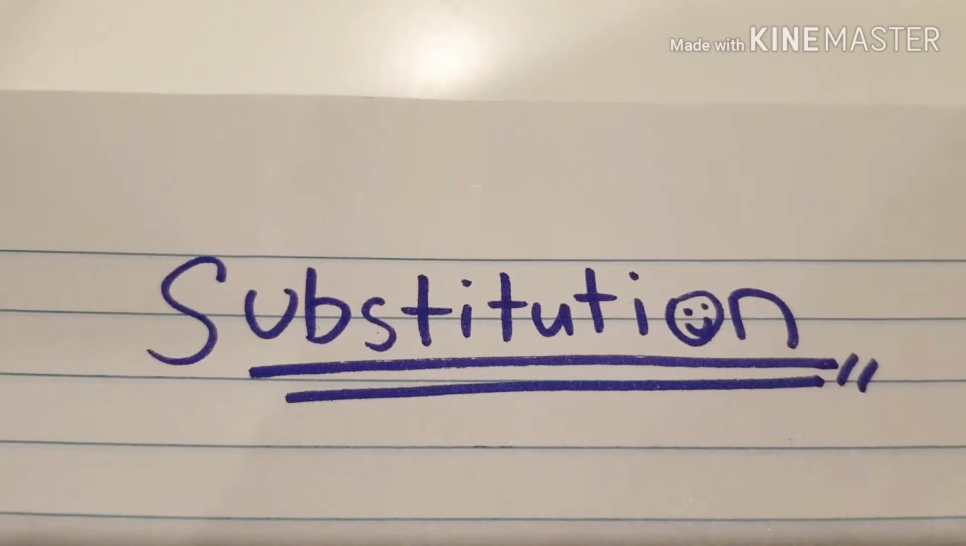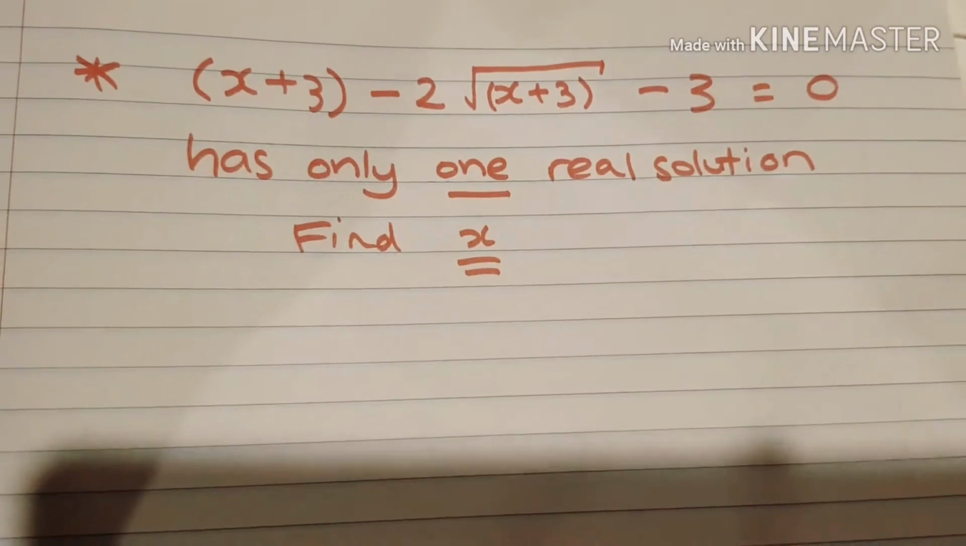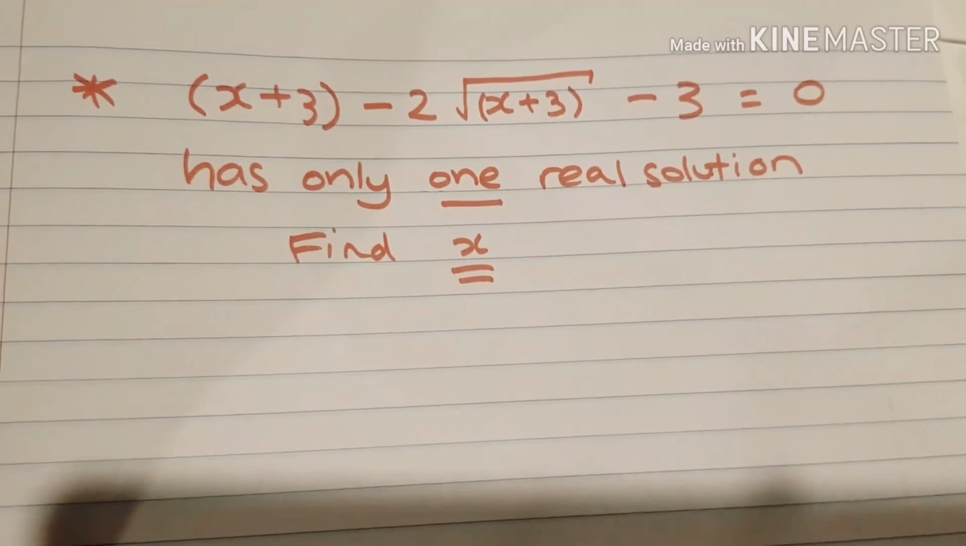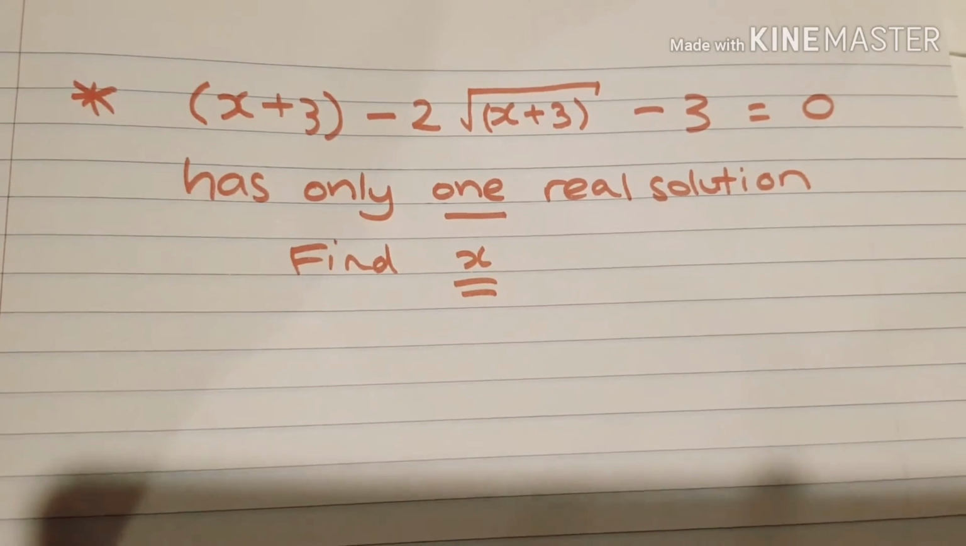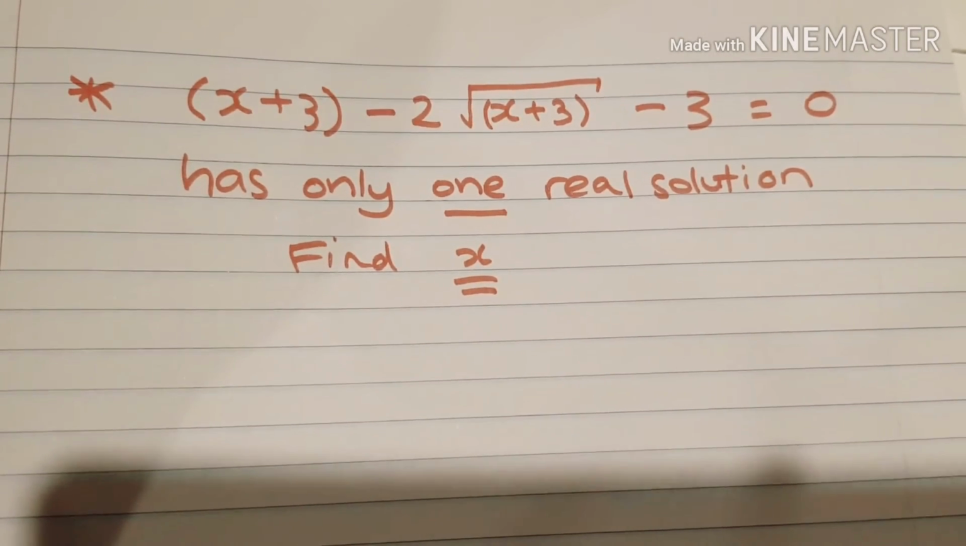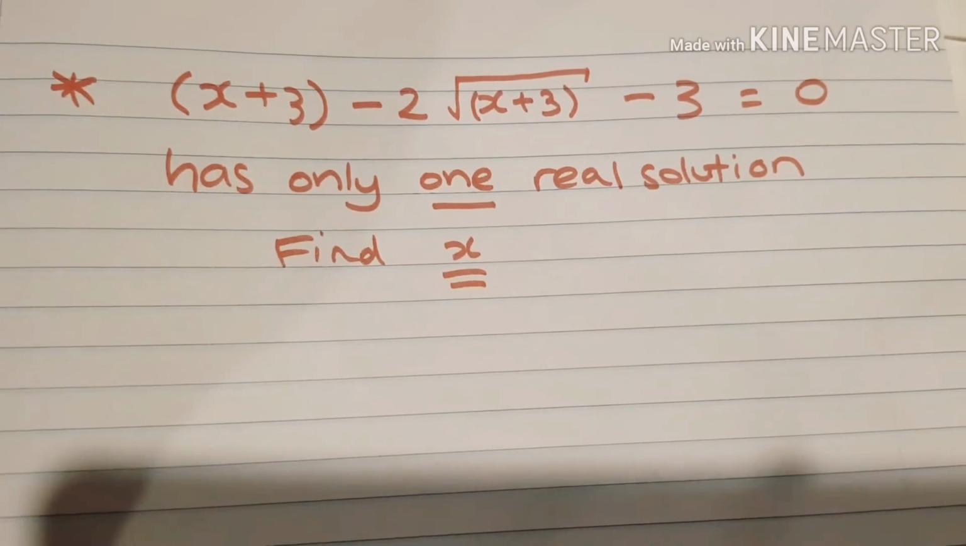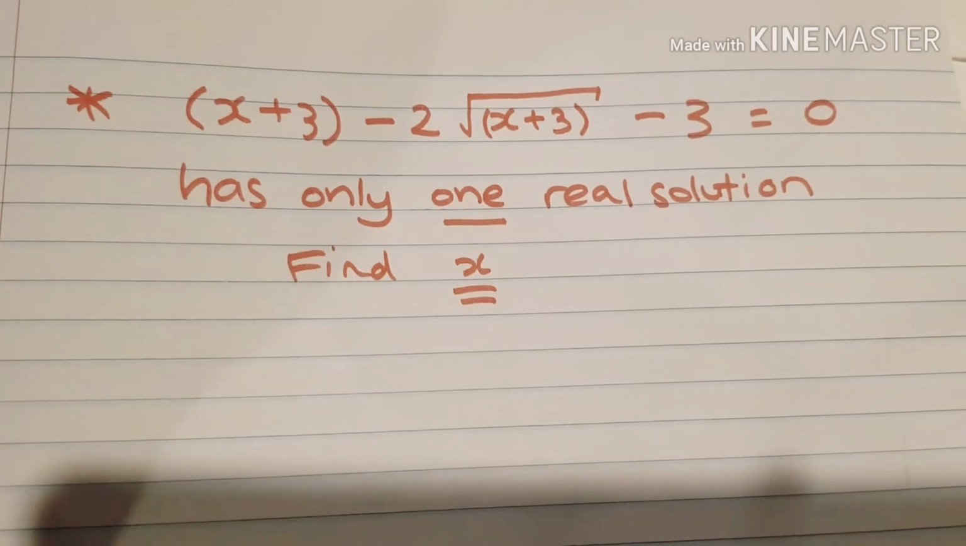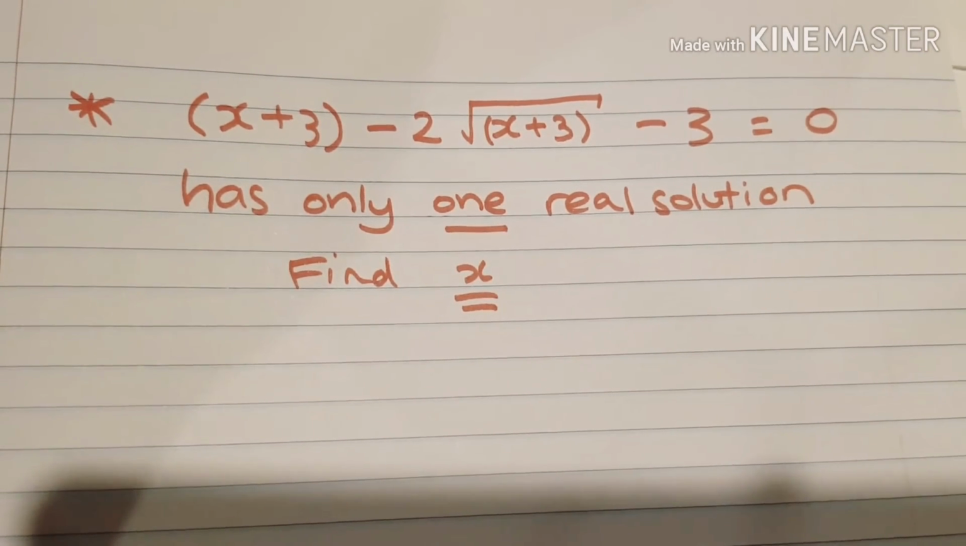Now let's move on to substitution. So number 1, this is the question. x plus 3 minus 2 square root x plus 3 minus 3 is equal to 0. I only have one real solution. Find the value of x.